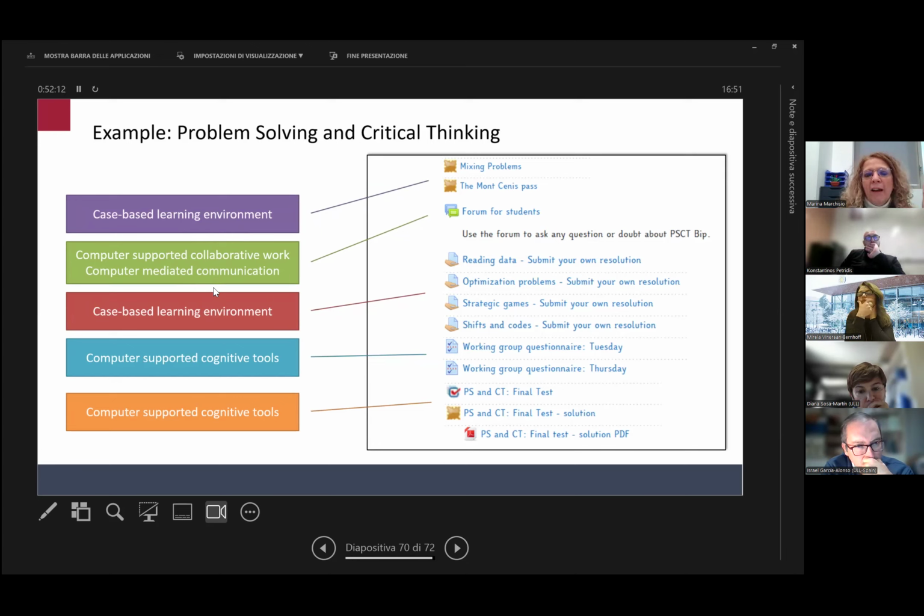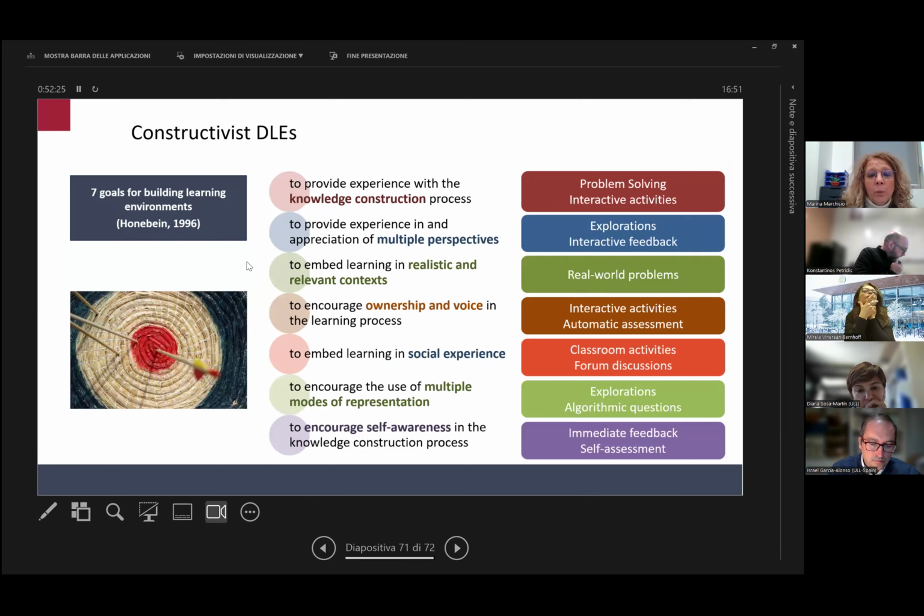We can find all the peculiarities of the constructivist philosophy. We know that there are 7 goals for building learning environments, and you can find here the first, to provide experience with the knowledge construction process. And we put on the right the activities or the resources that you can have inside the digital learning environment according to these 7 goals.